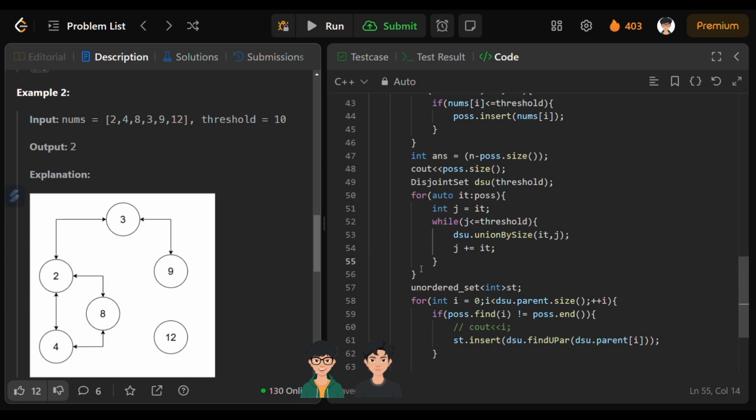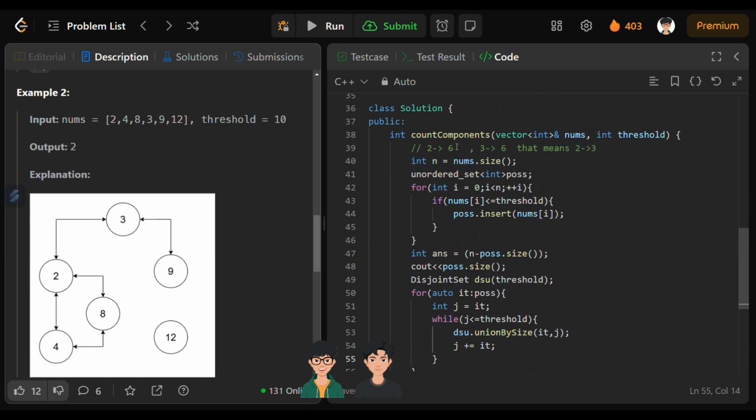So the question might arise: 6 is not present in the array, so why will we connect the edge between 2 and 6? It will help us when we are listing the multiples of 3 here. If I take the multiples of 3 which are less than or equal to 10, that will be 3, 6, and 9.